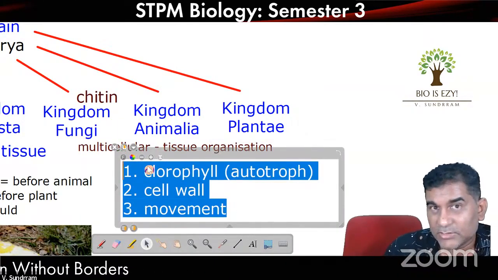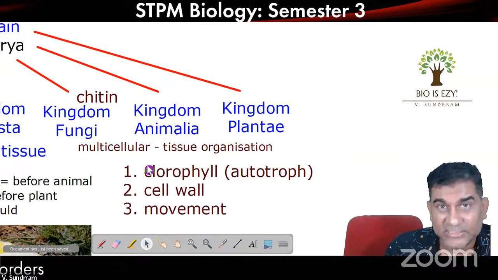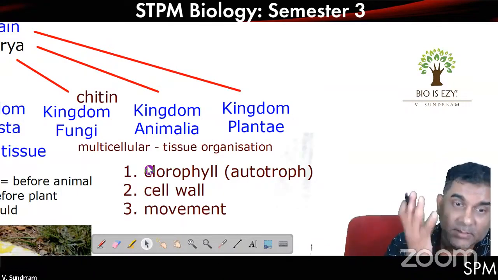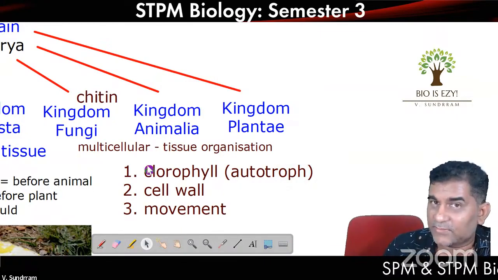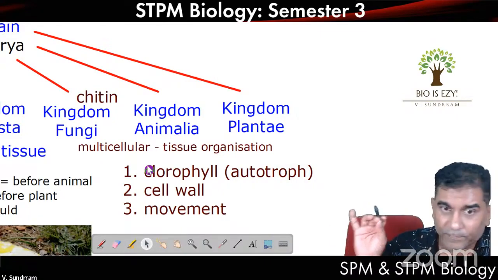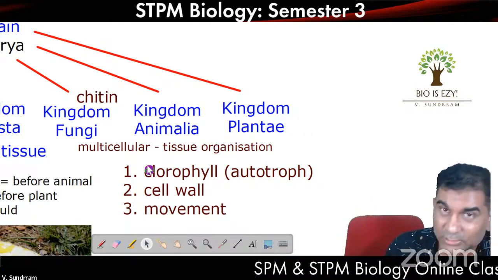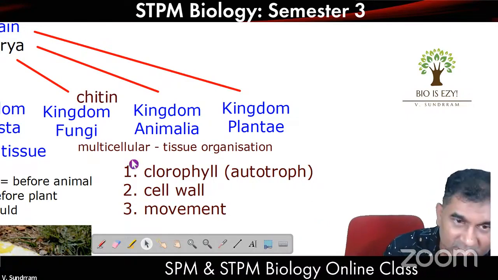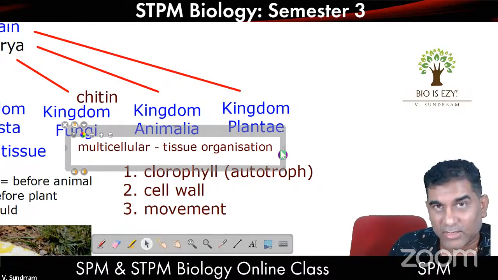If the question asks you, I think this year's SPM question they ask, characteristic of animal kingdom. All of this is the answer. The cell does not have cell wall. They don't have chlorophyll, cannot do photosynthesis, heterotroph. Most of them are able to move. And even this is 1 mark. They have tissue organization, they are multicellular organism.